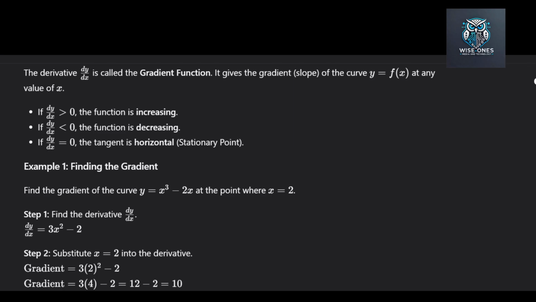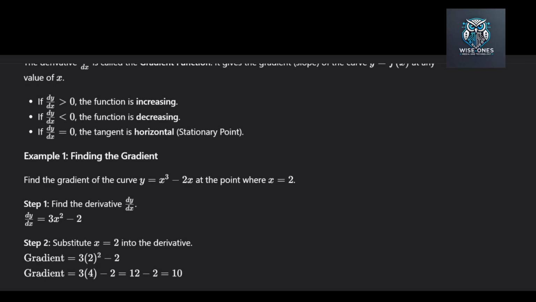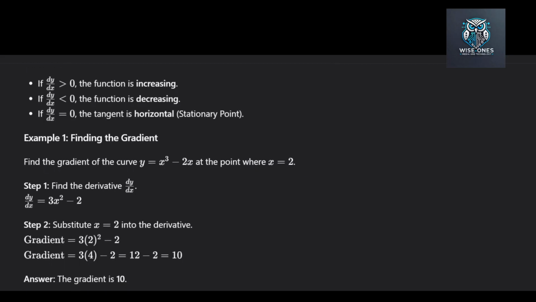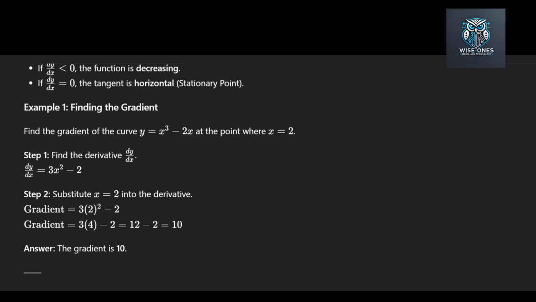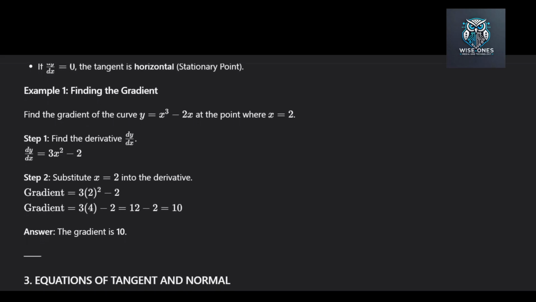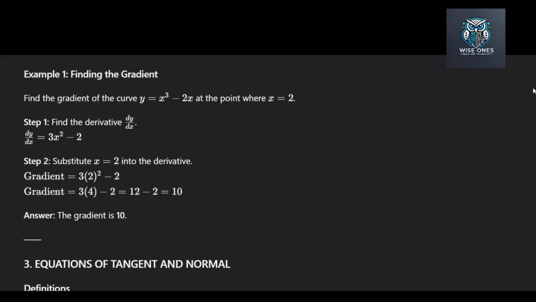Let us look at example 1, finding the gradient. The question is, find the gradient of the curve y equals x cubed minus 2x at the point where x equals 2. Step 1. Find the derivative dy/dx. We use the power rule. x cubed becomes 3x squared. Minus 2x becomes minus 2. So dy/dx equals 3x squared minus 2.